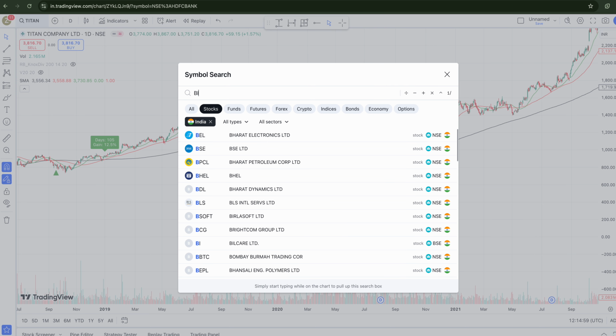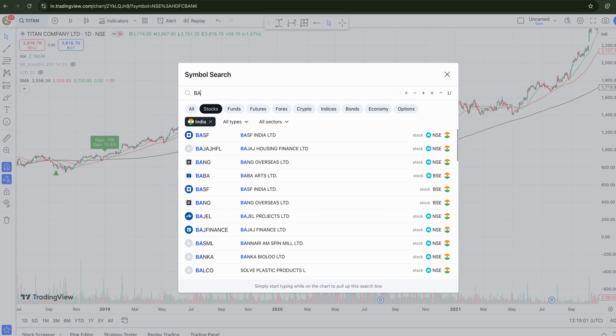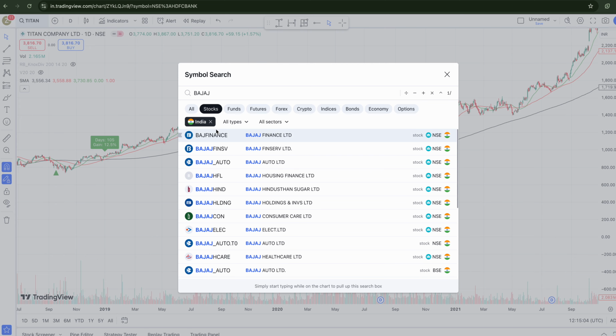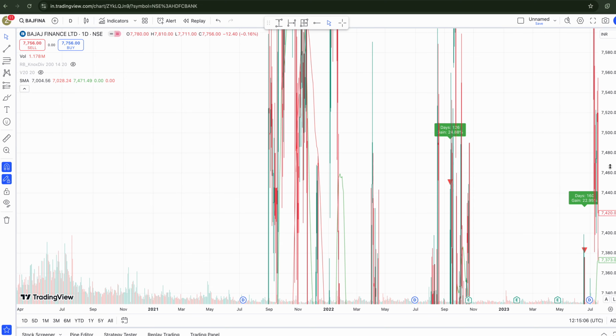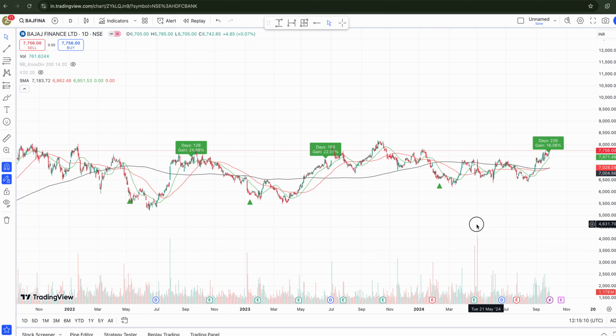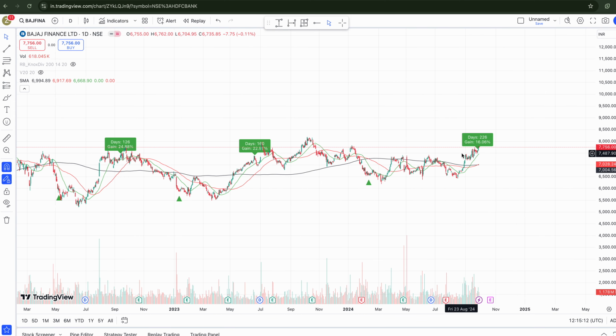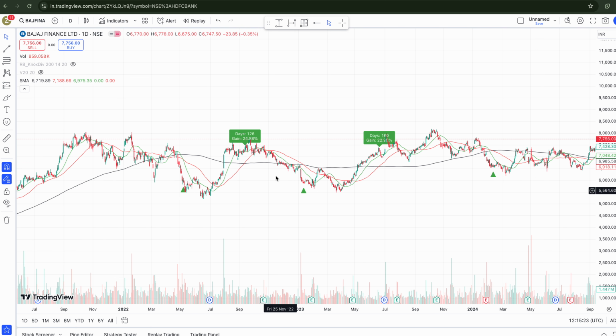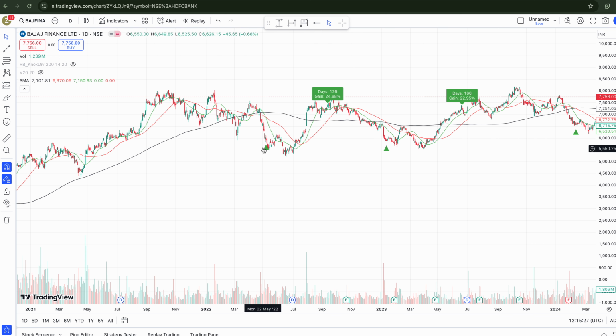And suppose we go to Bajaj Finance, then here as well, recently it gave a signal: in 226 days it is giving 16%, here in 160 days 22%, in 126 days 24%. Yeah, so this is a buy signal and this arrow is a sell signal.